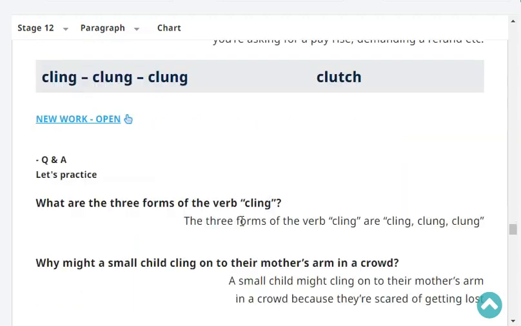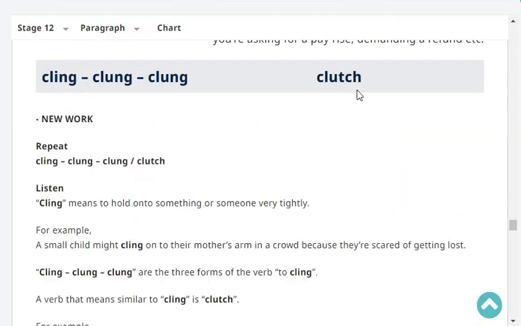Okay, so that's the end of our revision. Let's have new words. Okay, repeat. Cling, clung, clung. Clutch.